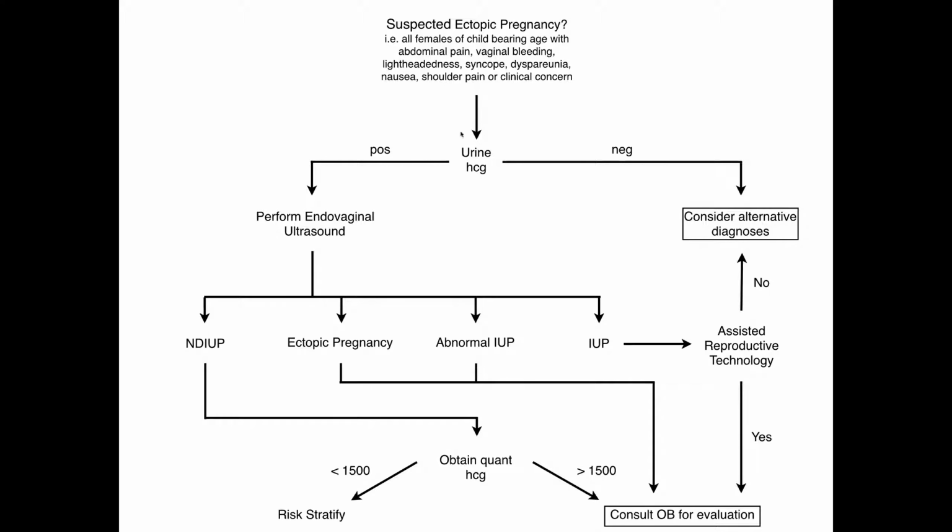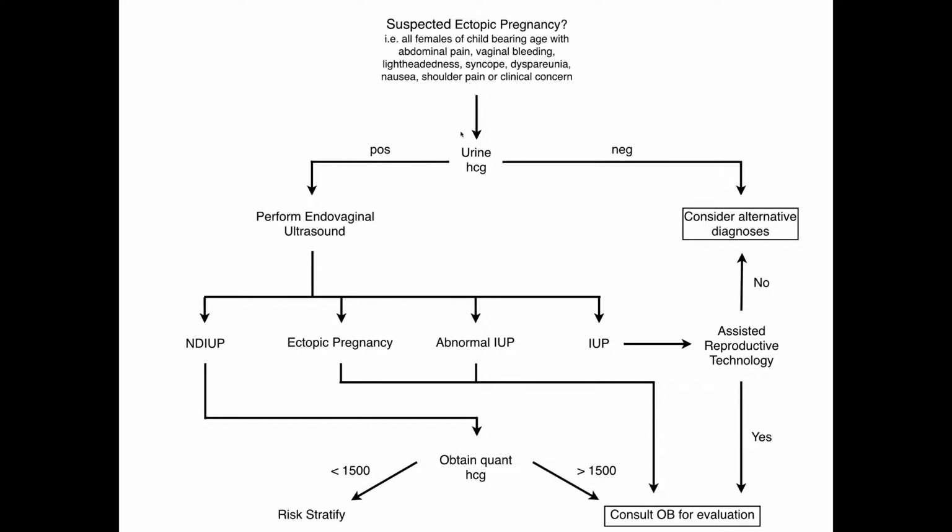If the quant is greater than 1500, above the discriminatory zone, then an intrauterine pregnancy should already be easily visualized and OB consultation is indicated. If the quantitative HCG is less than 1500, at that point, further risk stratification is necessary.